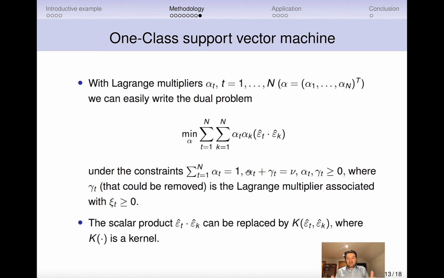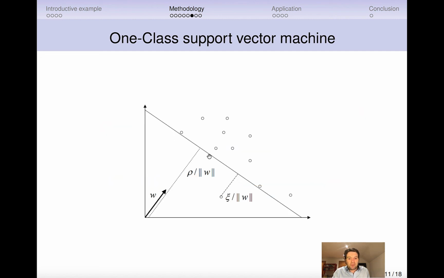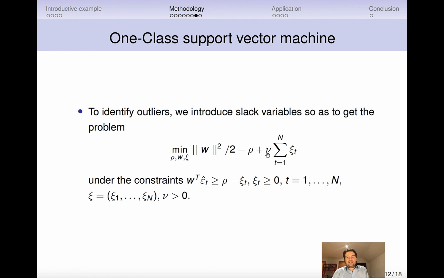As soon as we have solved this minimization problem, we are able to classify a new point with the solution that we have for W and the solution that we have for rho. We can see on which side of the hyperplane the point is. Obviously, this new parameter is very important.